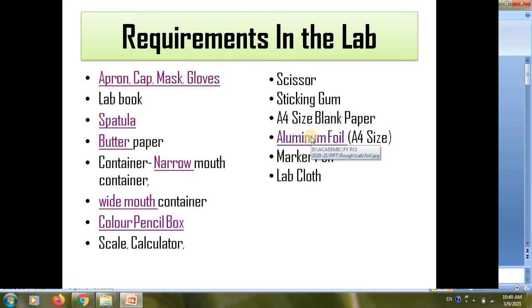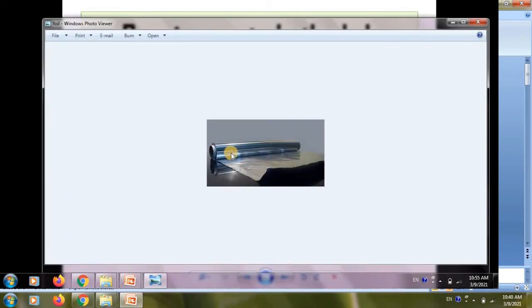Aluminum foil, I hope everybody knows about aluminum foil. We don't require a whole roll of aluminum foil. A very small amount of aluminum foil is required. You know the preparation that we are going to prepare, like suppositories, everyone knows that. We have to pack that suppository in two layers. First we will pack it in wax paper. Instead of wax paper, we are going to use butter paper, and that butter paper will again be wrapped with this aluminum foil.